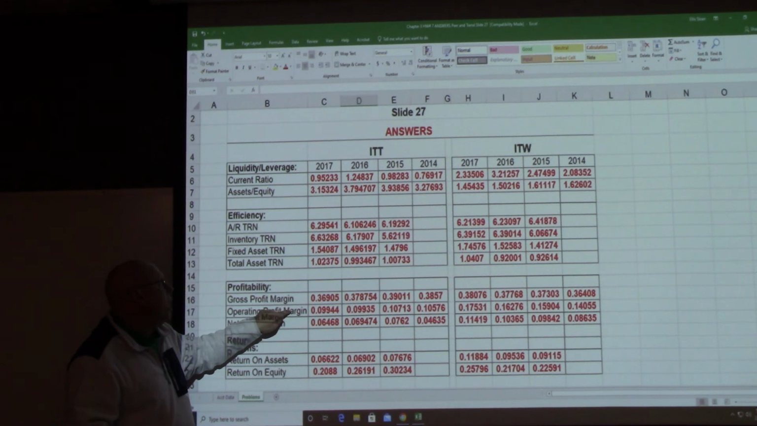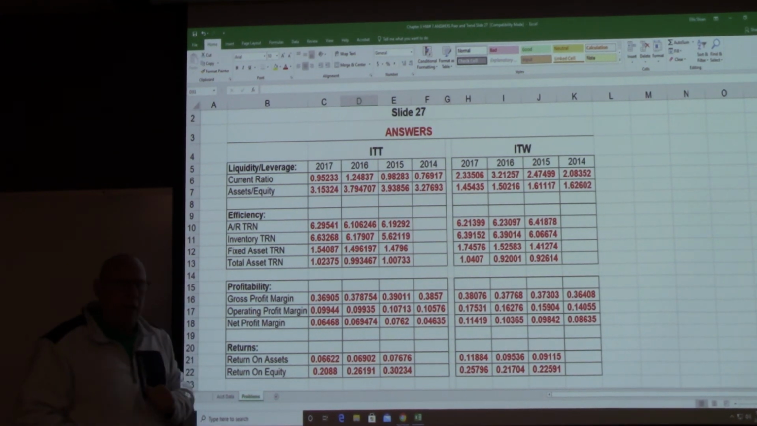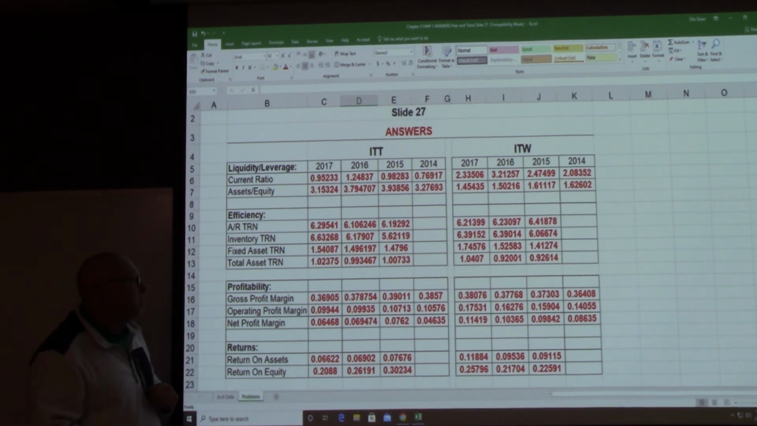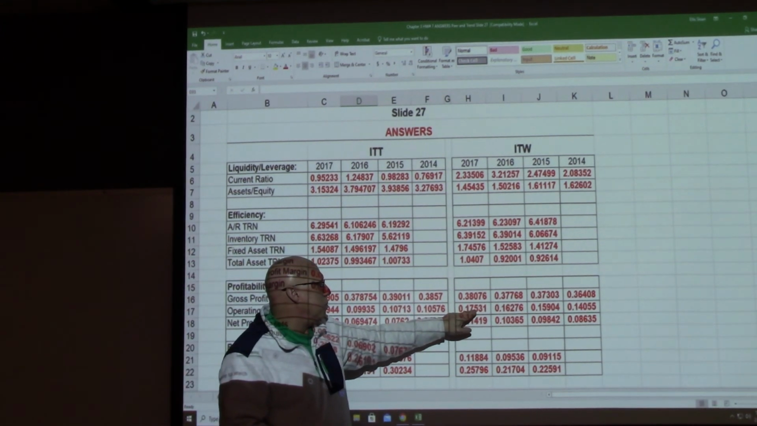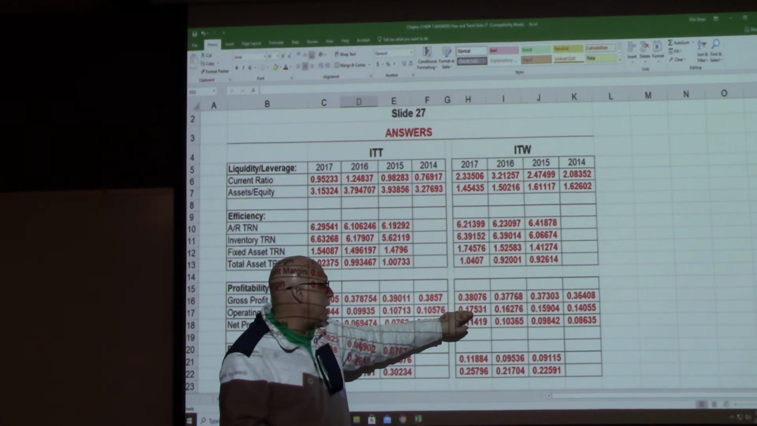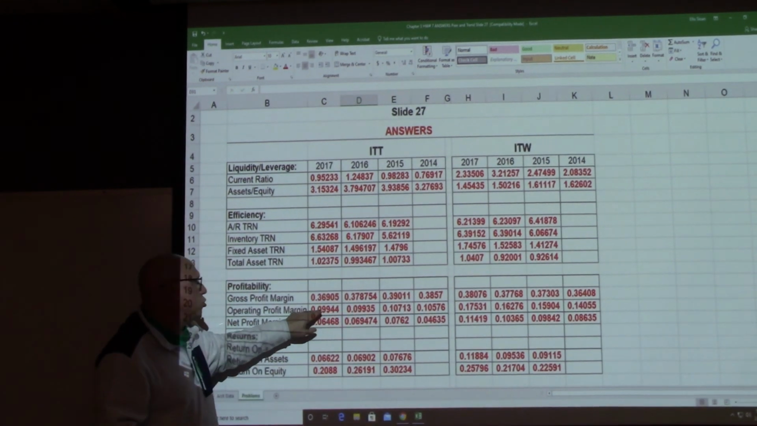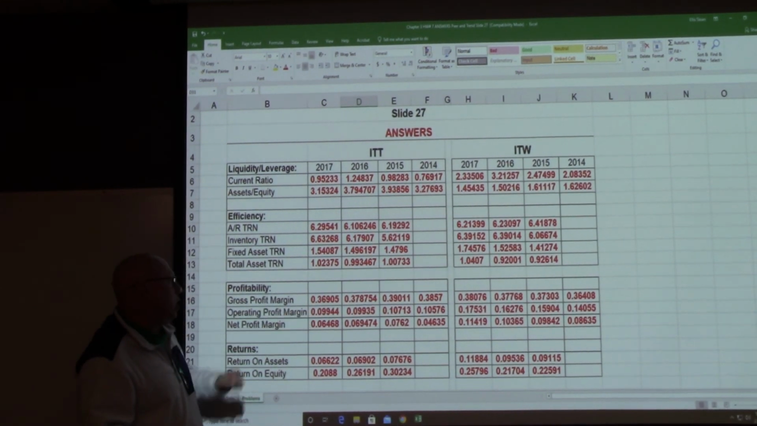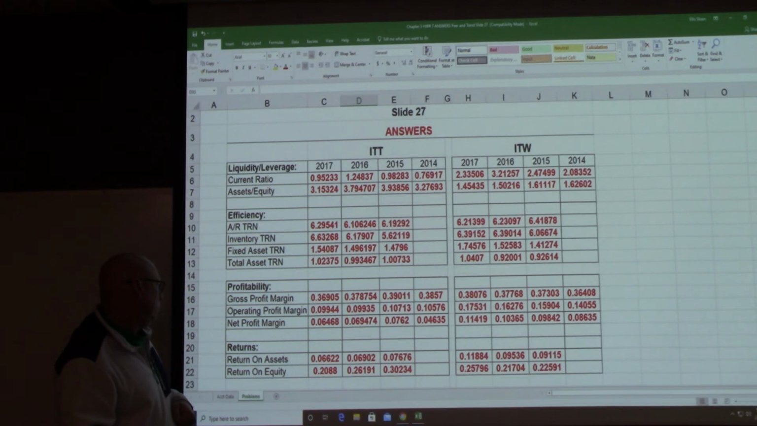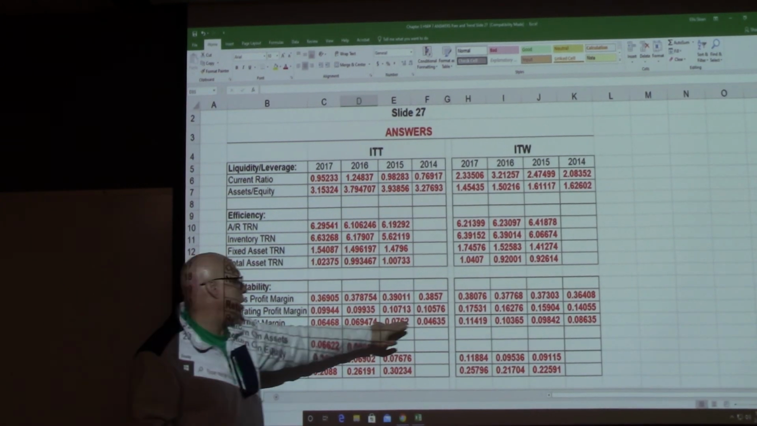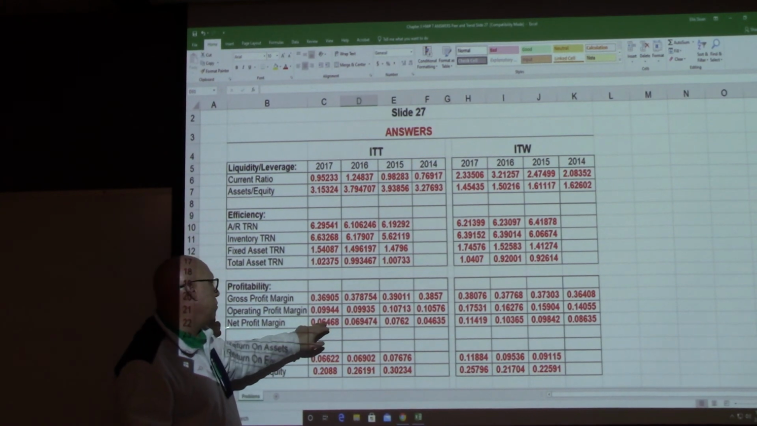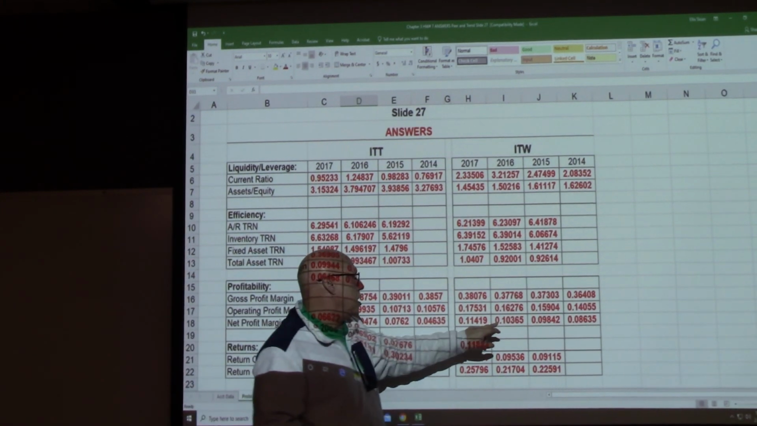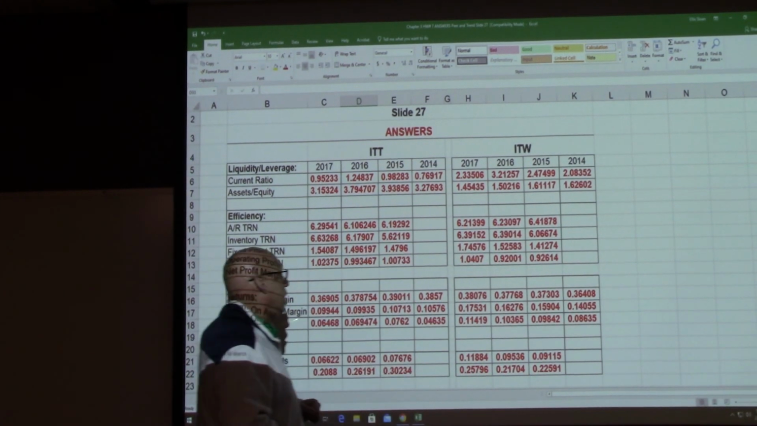SG&A issues at ITT, and we would have to ask management what is happening there. Have they kept things under control here? It looks like they really have, and they've let things get out of control here, and we have to talk to management to understand why. And their net margin has improved, and then it peaked, and then it dropped down a little bit, and it has steadily improved at ITW.